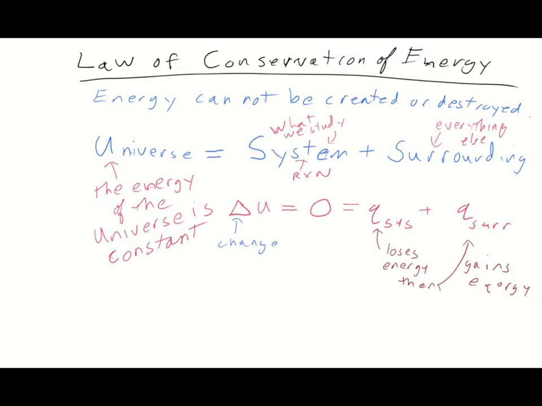But it also may occur to you that the opposite's true. If the system gains energy, since it can't create that energy from thin air, it means that the surroundings must lose energy. So, because the energy of the universe is constant, the change in the energy of the system plus the change in the energy of the surroundings is equal to zero. And if the system loses energy, then the surroundings gain it.